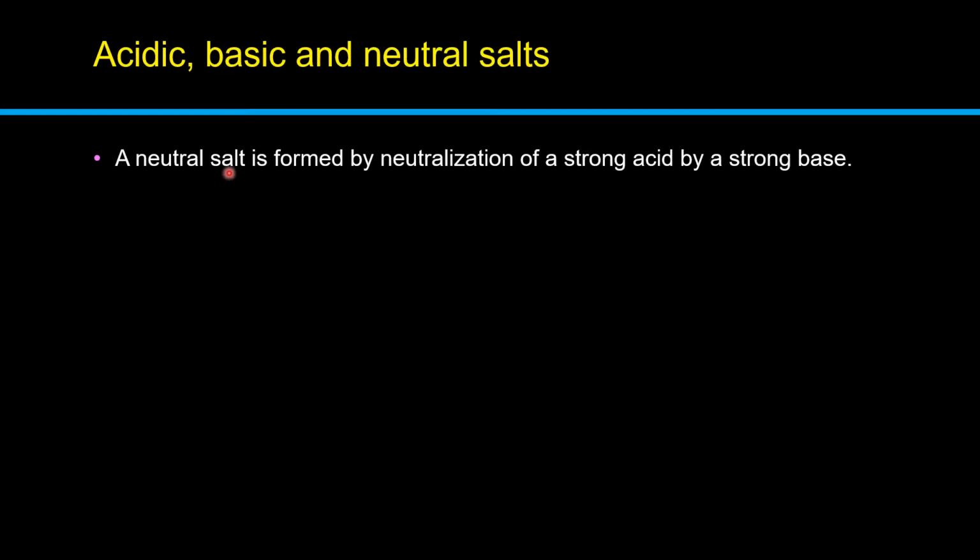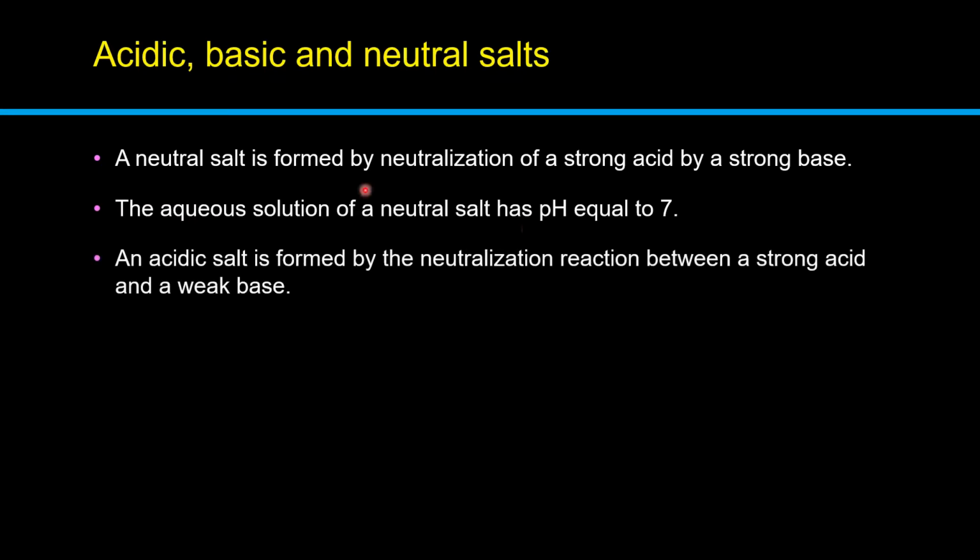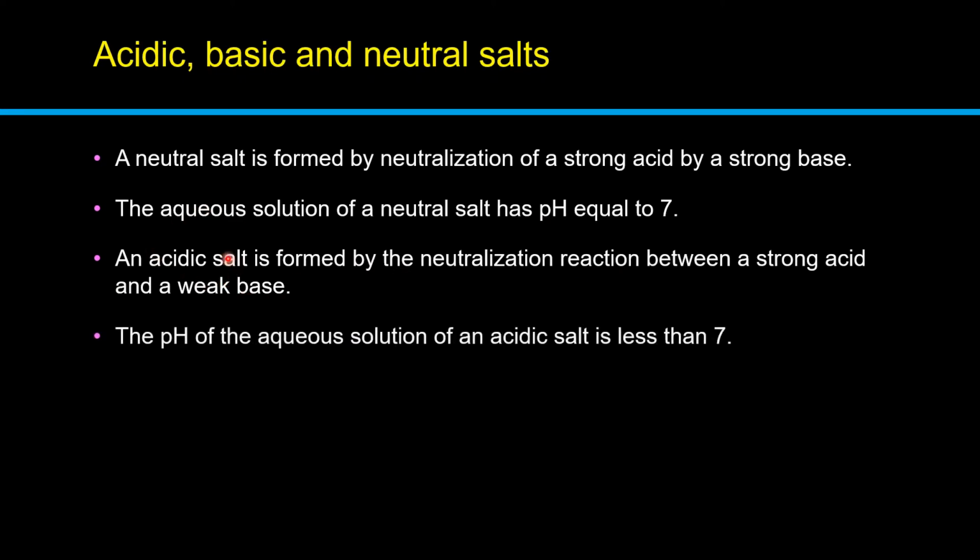A neutral salt is formed by neutralization of a strong acid and a strong base, like the salt sodium chloride, as we have seen in the neutralization reaction, the first one. The aqueous solution of a neutral salt, of course, will have a pH of 7. An acidic salt is formed by neutralization between a strong acid and a weak base. The acid will be strong, but the base will be weak, so it will be an acidic salt. The pH of the aqueous solution of an acidic salt will definitely be less than 7.